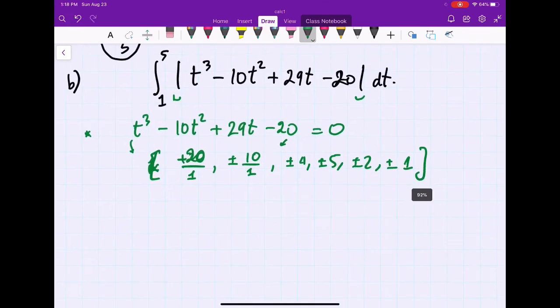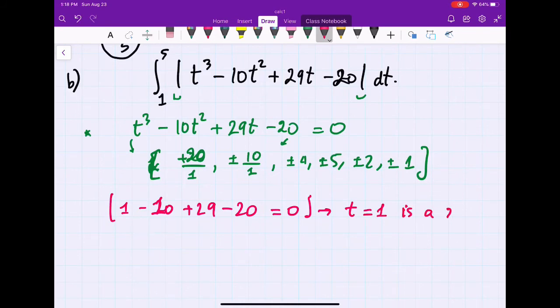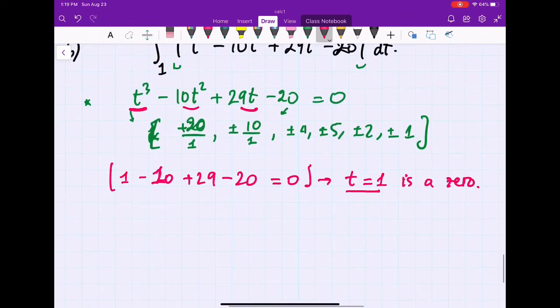But in this case, our polynomial is very special. Look at this. You take the sum of all coefficients, you get 0. Right? The sum of all coefficients here is 1 minus 10 plus 29 minus 20 equal to 0. Then we can conclude that t equal to 1 is a zero. It's obvious, right? Because if you plug 1 into the polynomial, you get the sum of all coefficients. Does that make sense?